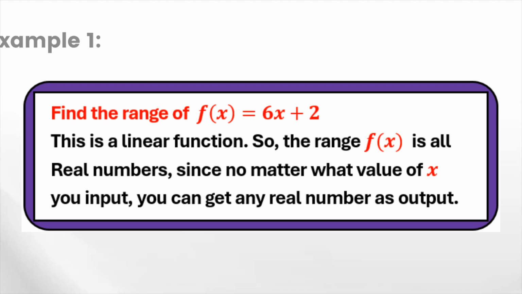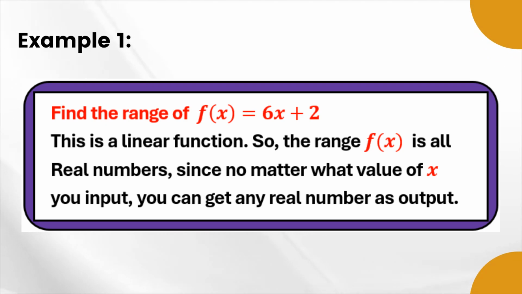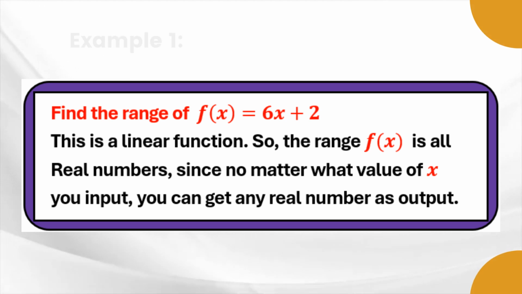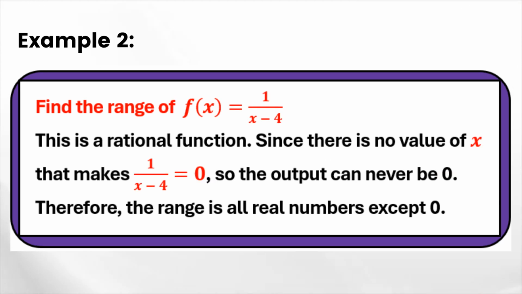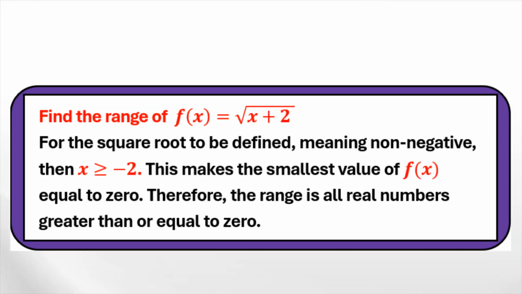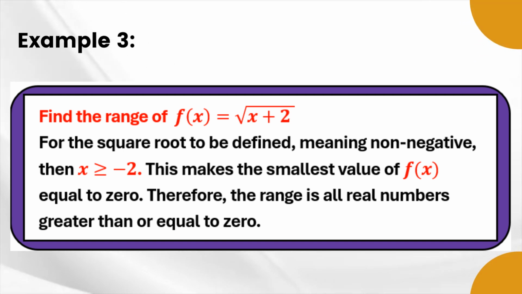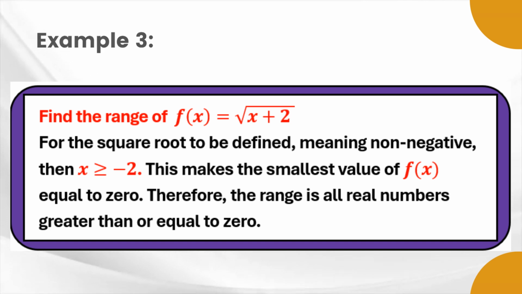For the first one, the range is all real numbers since no matter what we put as x, we can get any real number as output. The second example, there is no value of x that makes the function 0, hence I can't have 0 as my output. So the range is all real numbers except 0. The last example, the range is all real numbers greater than or equal to 0 since the lowest value I can get from my radical is 0.